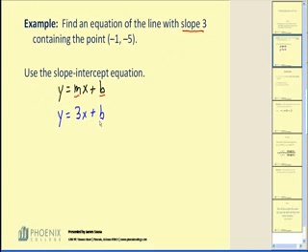Now we need to find the y-intercept. But they do give us one more point that is on the line. And remember that if a point is on a line, it must satisfy that equation. So essentially what that means is when x is -1, y has to be -5. We can use these values to substitute them into this equation. And when we do this, there will only be one unknown, which will allow us to solve for the value of b. So we'll simplify this and solve for b.